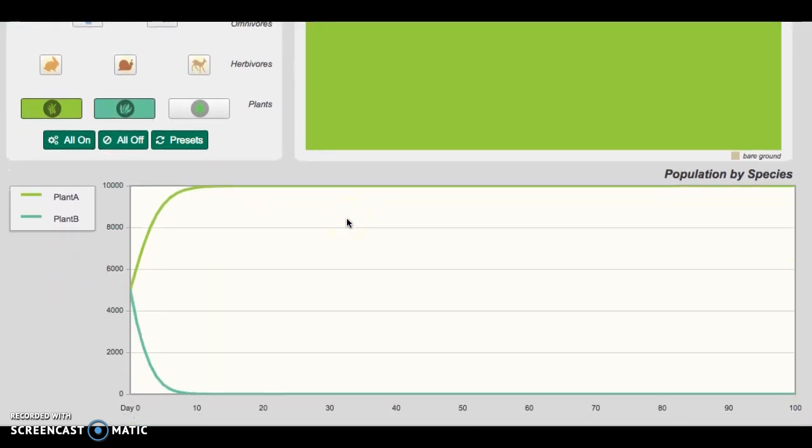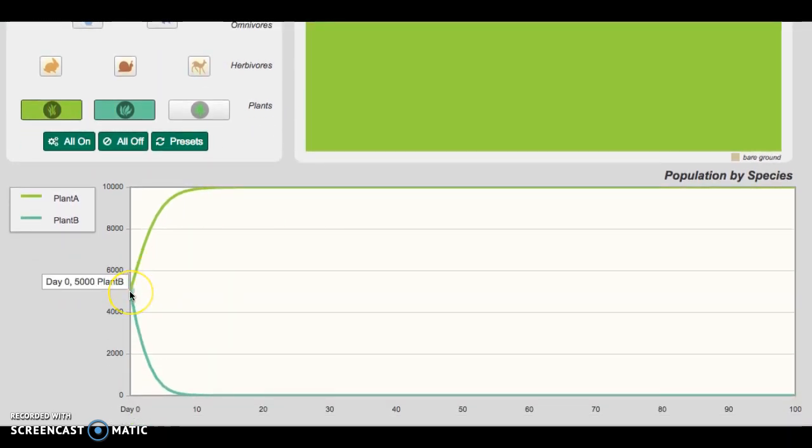Okay, and if you look down here at the graph shows that as well, but it shows it in numbers. And so plant A took off really quickly, it grew really fast, and if you hover your mouse over the line, you'll see the exact numbers, and you'll want to record these numbers in your lab.